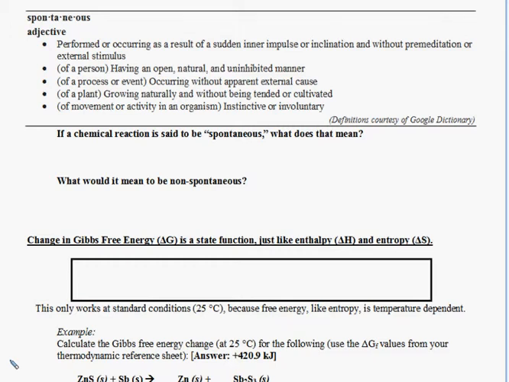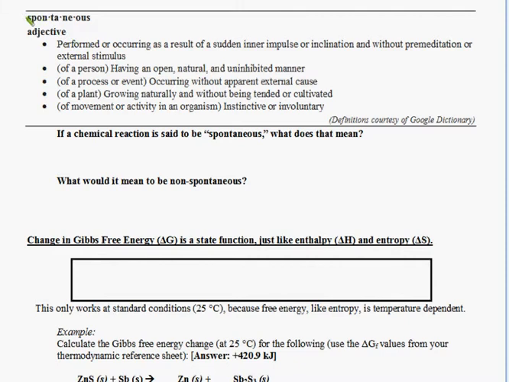So this video is meant to show you a little bit extra about the Gibbs free energy and help you out with some of the definitions and the calculations. So the first thing that you want to know is, again, Gibbs free energy is talking about spontaneity. And spontaneity, you can see here by the definition, there are a number of different things that you might be looking at.